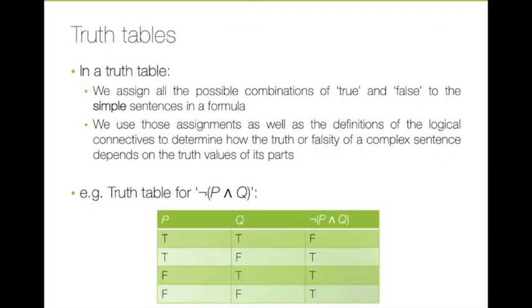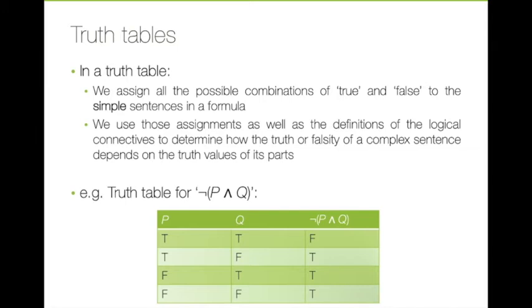With the truth table, we try to determine the truth value of complex sentences that use truth-functional logical connectives. Our goal is to assign all the possible combinations of true and false to all the simple sentences in the formula, and then we use those assignments, plus the definitions of the logical connectives that we looked at in the last video, to determine how the truth or falsity of the complex sentence depends on the truth values of its parts. Constructing a truth table is only possible because the connectives we're focusing on are truth-functional.